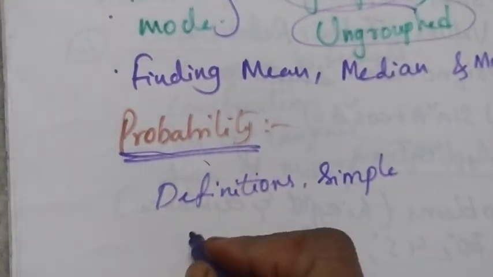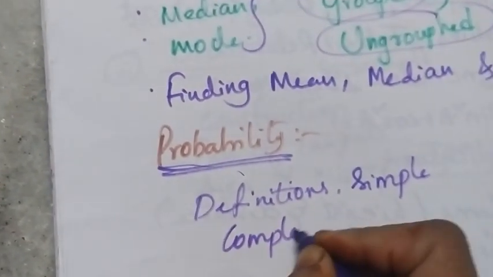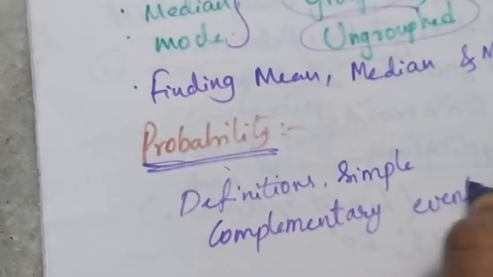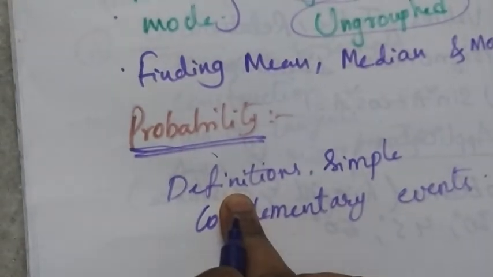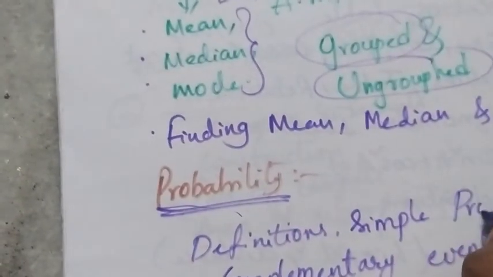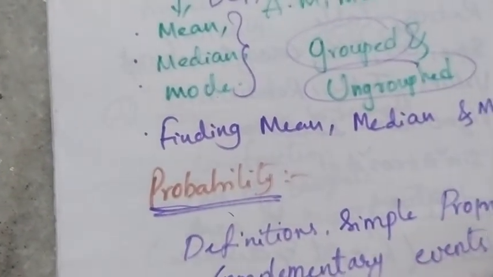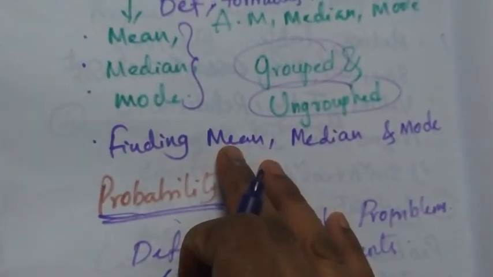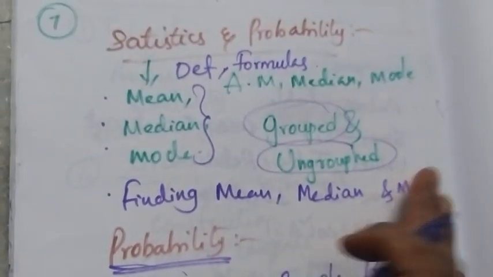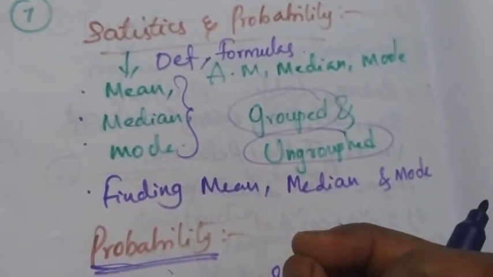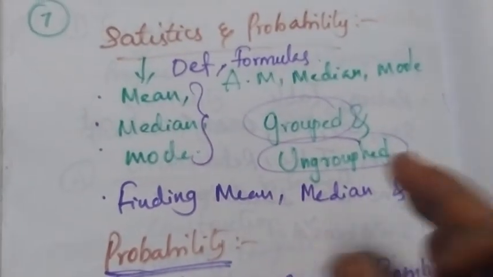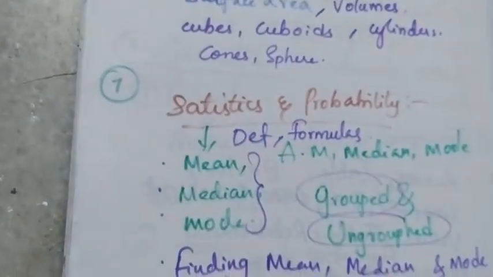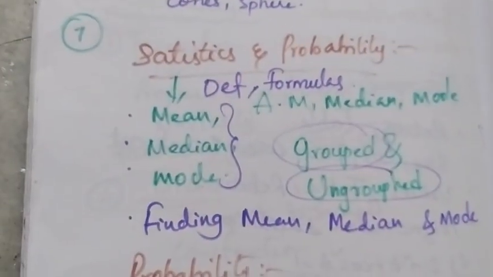Now complementary events, this is the last topic, this is also problematic. Complementary events, definitions, simple problems, cover this in probability. So learn all the topics we covered in all the chapters. Okay, don't remove any topic from your preparation, children, because that topic may come in your exam. So cover all the topics I have explained in this video.